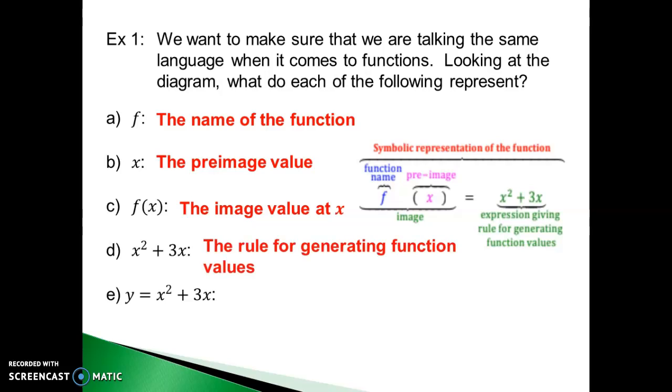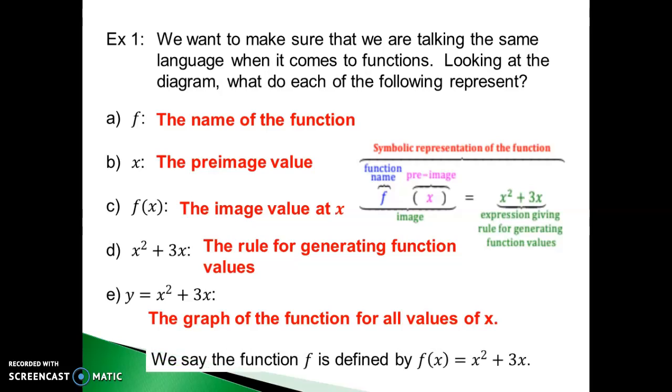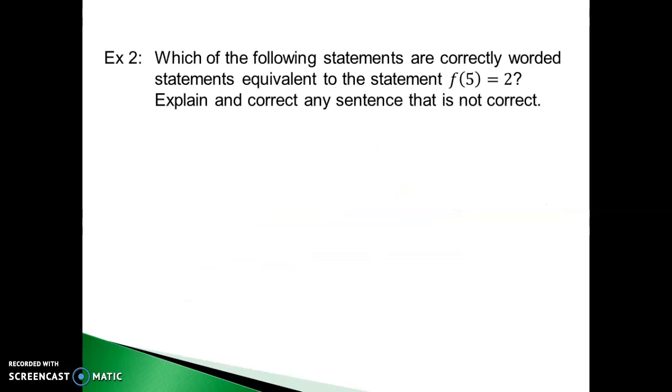The fourth one is the rule for generating the function values, meaning if I can tell you what x is, you can tell me what f of x is equal to. And the last one, which was not in the diagram, but we can still try and figure this out, is the graph of the function for all values of x. And so we say that the function f is defined by f of x equal to x squared plus 3x.